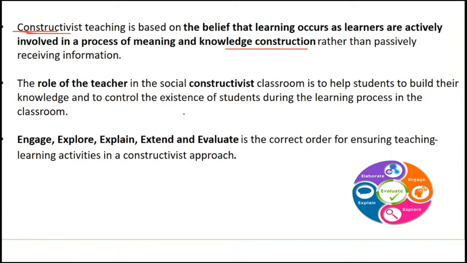The role of the teacher in a social constructive classroom is to help students to build their knowledge and to control the existence of students during the learning process in the classroom. And for that, the correct order is to engage the students to explore. Exploring means experimental learning. Explain them in case they are not understanding. Extend and evaluate. Now please remember, extend and evaluate, and that's how the correct order comes.